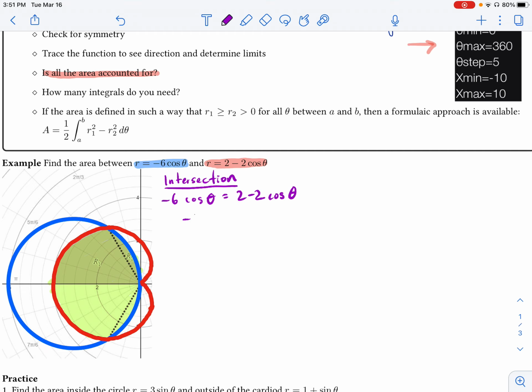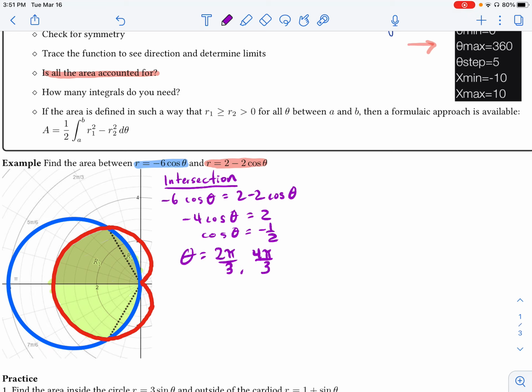And here that would just give us -4 cosine theta is equal to 2. Cosine theta is equal to -1/2. And so what are the angles of theta that cause cosine to give us -1/2? Well, that would be at 2 pi over 3 and 4 pi over 3. So algebraically, we have found the values for which these two graphs are going to intersect.